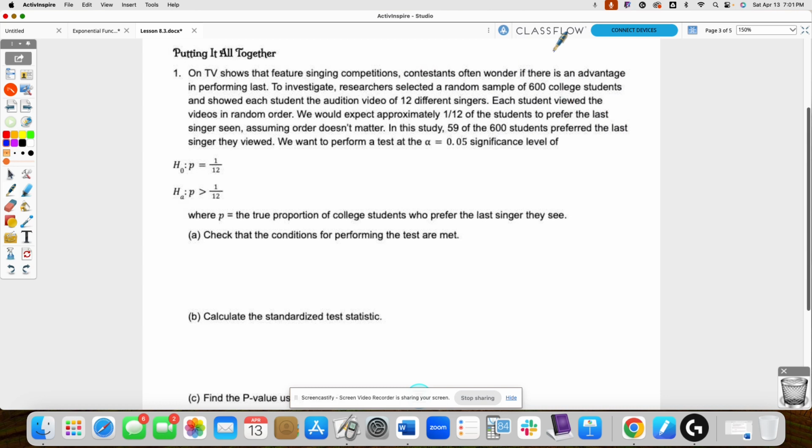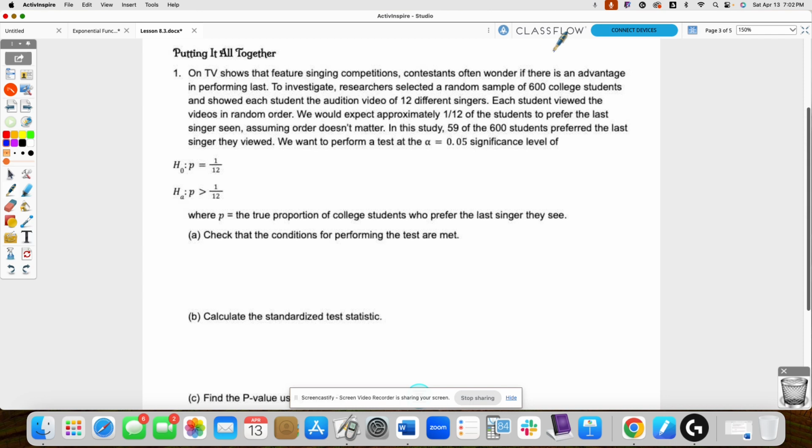To investigate, researchers selected a random sample of 600 college students and showed each student the audition video of 12 different singers. Each student viewed the videos in random order. We would expect approximately 1 out of 12 of the students to prefer the last singer, assuming order doesn't matter. So in this study, 59 of the 600 students that were chosen at random preferred the last singer they viewed.